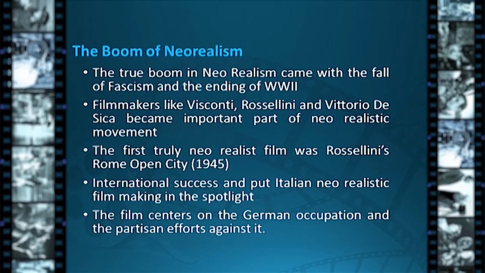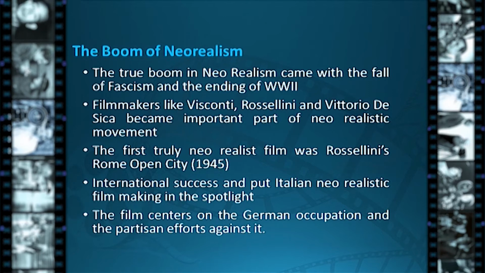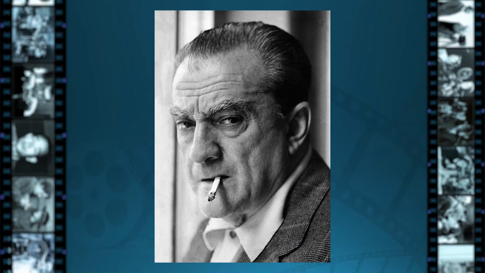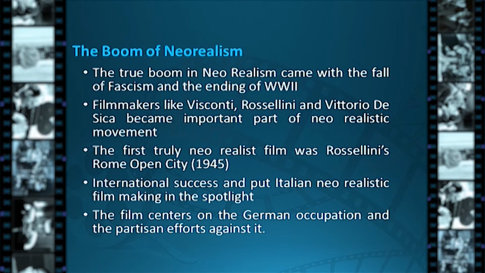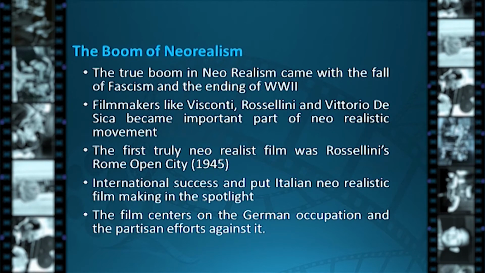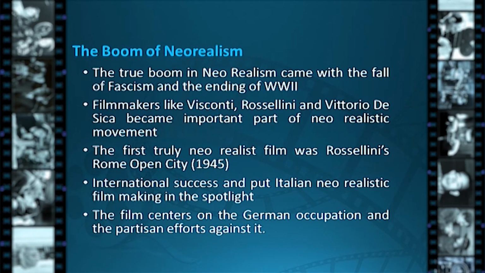But this did not go well with the government, the Mussolini government that was at that time ruling Italy. And so this was heavily censored and generally not shown throughout Italy, and was lost till it was rediscovered later. The boom of the neorealism actually came a bit later, 2 years later, with the fall of fascism in Italy at the end of World War II. Filmmakers like Visconti, Rossellini, Vittorio De Sica became an important part of the neorealistic movement, and they defined it. So the first truly neorealistic film was Rossellini's Rome, Open City, which came out in 1945.